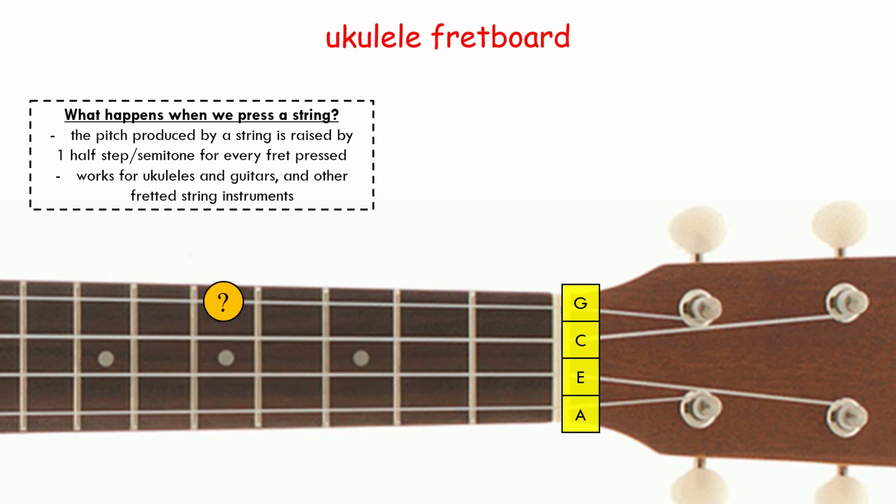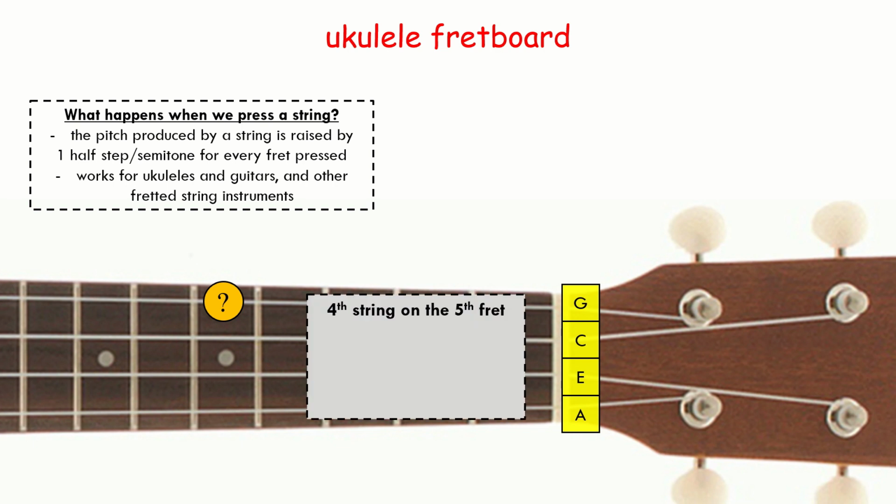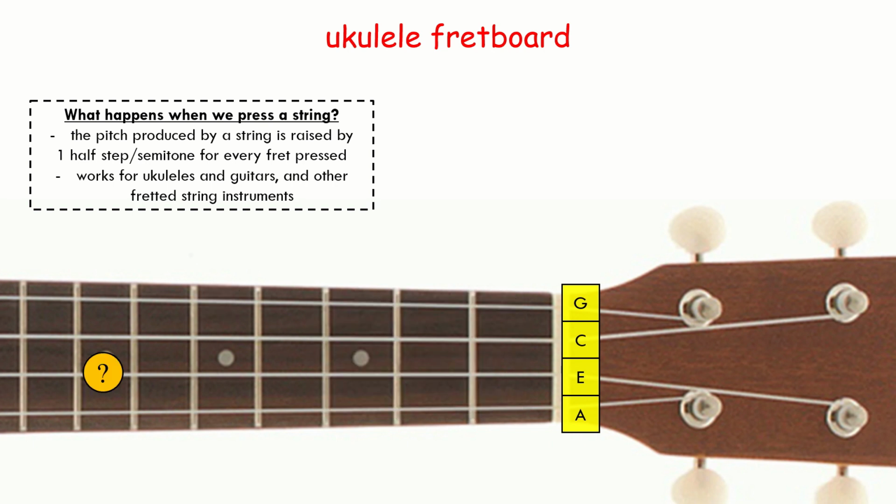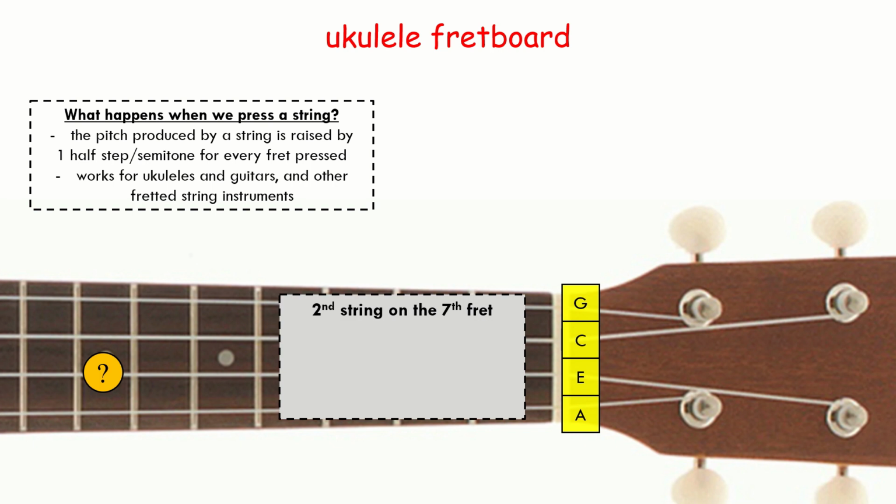What about here? Here we are pressing the 4th string on the 5th fret. That means the pitch produced will be 5 half steps above the G note produced by the 4th string, and that note is C. How about here? We are pressing the ukulele's 2nd string on the 7th fret. That means that the pitch produced will be 7 half steps above the E note produced by the open 2nd string, and that note is B.